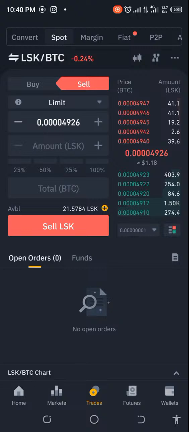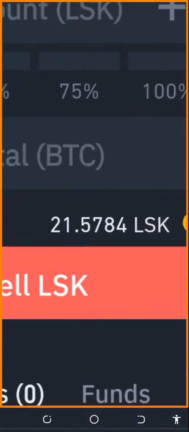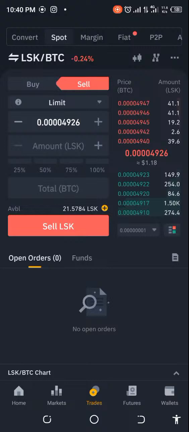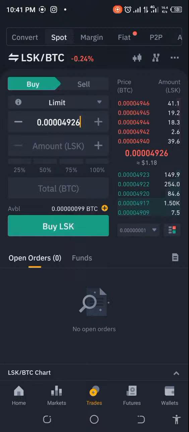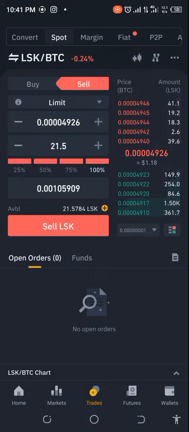Okay, so I'm back and I can see that it has already bought. You can see that we already have our LSK, but I'm seeing something really juicy here that I'm not going to let go. I'm turning this to spot trading. So I'm thinking of selling it back, and I'm going to make a profit.